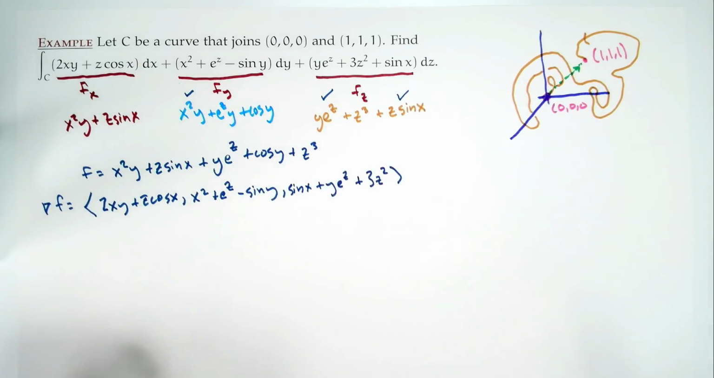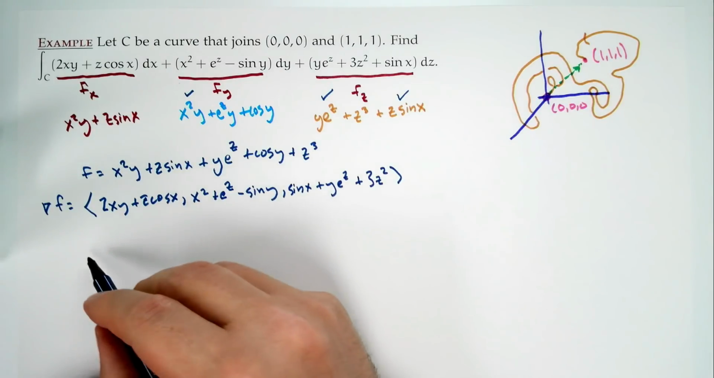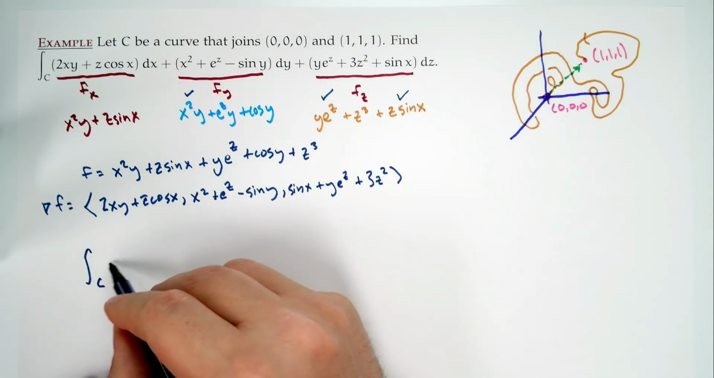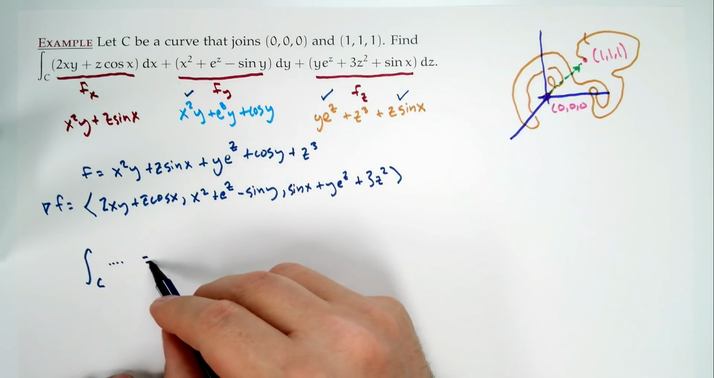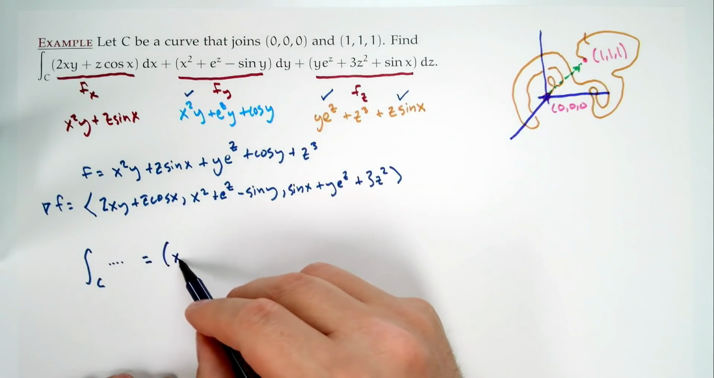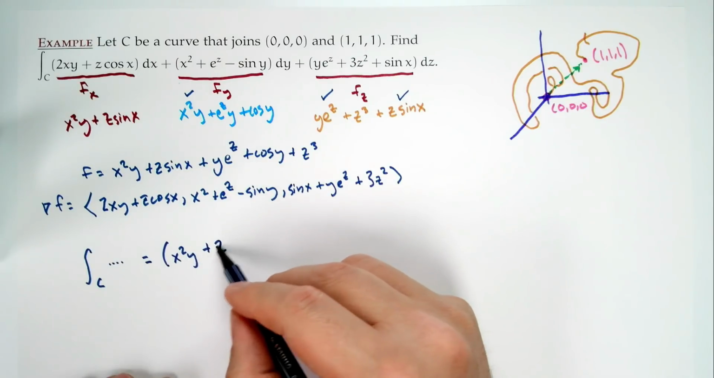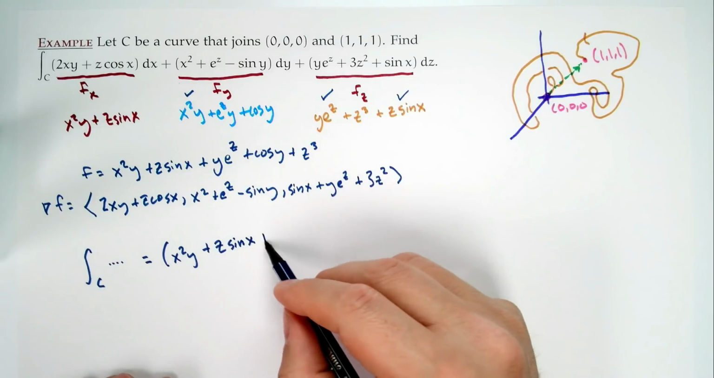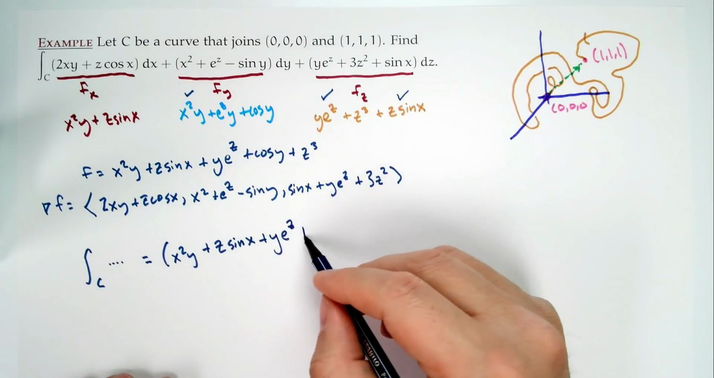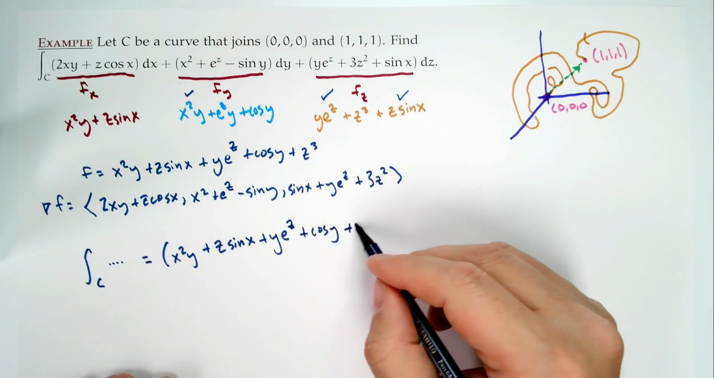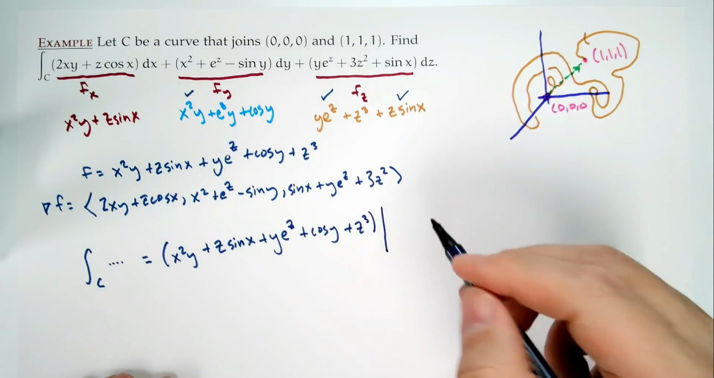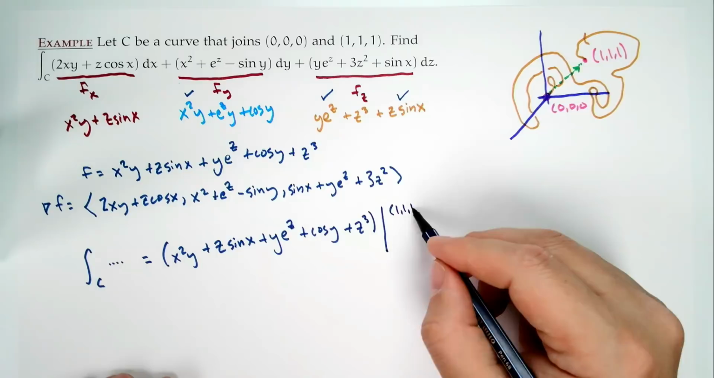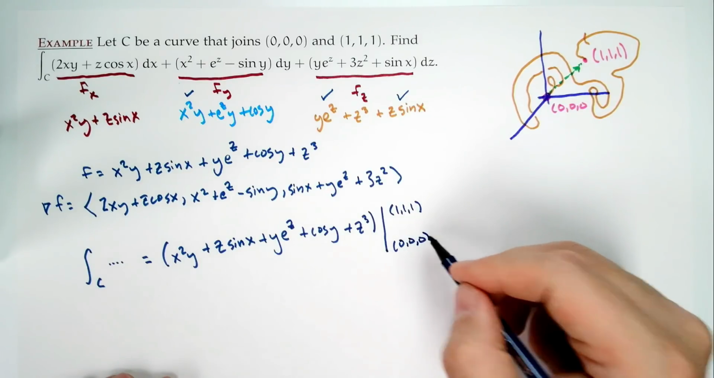It's okay if the order of addition doesn't matter, because you can add in any order you want. So, we've now found the potential function. It is conservative. Good. So what do we have? Well, the integral along the curve of the stuff is going to be the function x squared y plus z sine x plus y e to the z plus cosine y plus z cubed evaluated at the endpoint. So 1, 1, 1, 0, 0, 0.